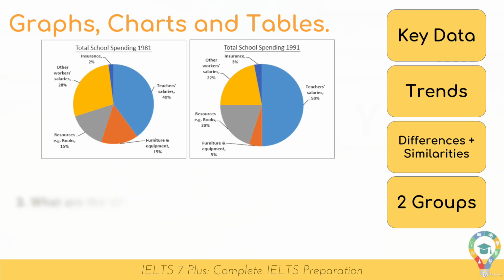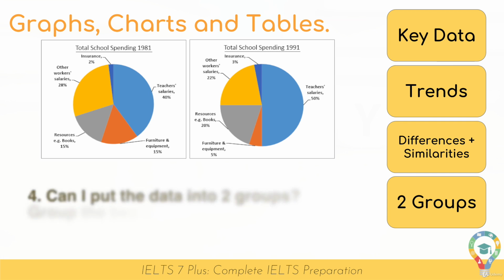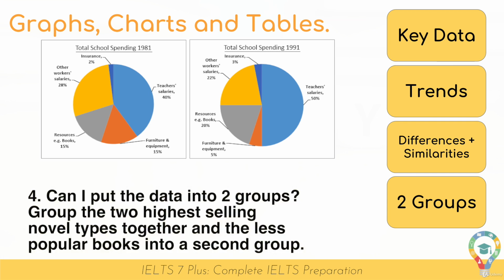What differences and similarities can you see between these two pie charts? Well, the first thing I notice is that salaries remain the highest percentage of total spending. Insurance remains round about the same at between 2 to 3%. And for our last key question, can I group the data into 2 groups? Well, this is quite easy for the visual information we have. It would make perfect sense to group between the 2 years of 1981 and 1991. And again, this will help you to structure your answer and have 2 paragraphs where you give lots of information. I'll tell you more about this later in the course.